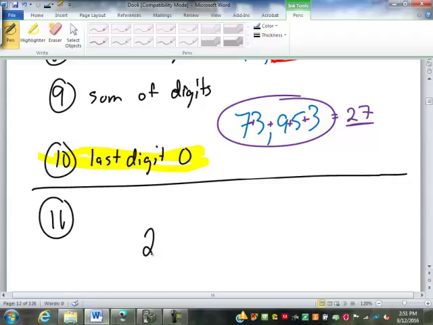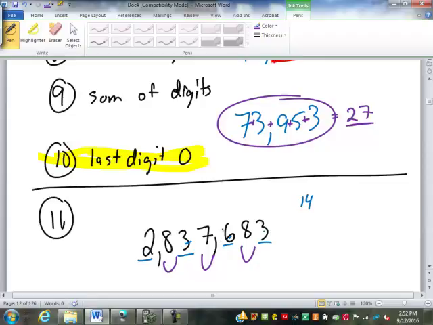So let's say I have 2,837,683. If I want to see if this is divisible by 11, I'm going to take every other digit. So 2, 3, 6, and 3, and I'm going to add them up. So 2 plus 3 is 5, plus 6, 11, plus 3 is 14. Then I take the digits that are left, 8, 7, and 8. 8 plus 7 is 15, plus 8 is 23. Now, the difference between them, so I got the 23 minus 14 is 9. If the difference between them is 0 or divisible by 11, then the whole number is divisible by 11. Obviously, this one is not divisible by 11.